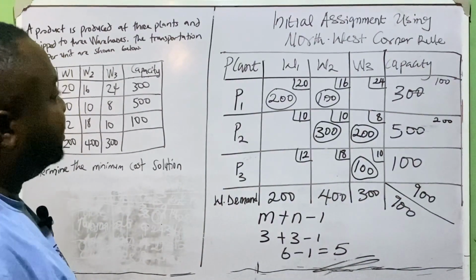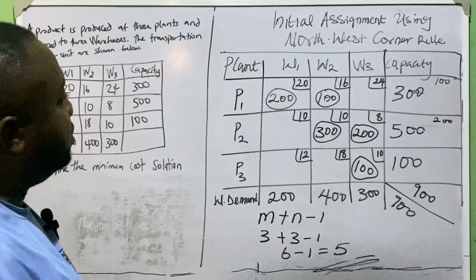So that is the initial assignment using the northwest corner rule.